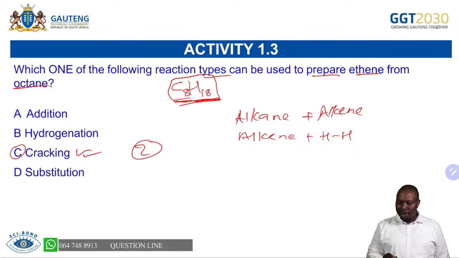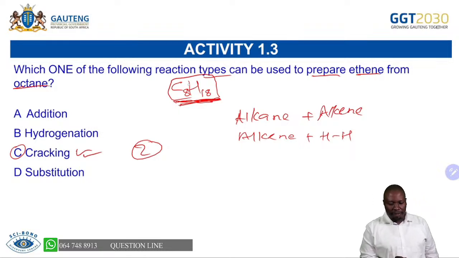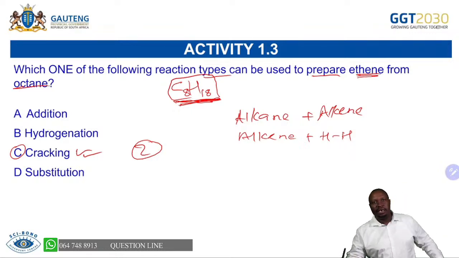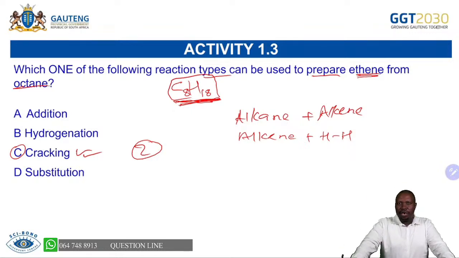So during elimination, you can have octane and crack it, or break it down, to form an alkene, which is ethene. So the answer there is number C. I hope you are moving with me and you can see how to answer these types of questions.